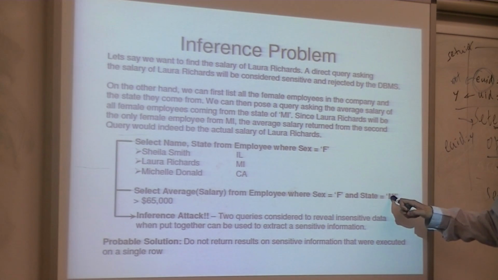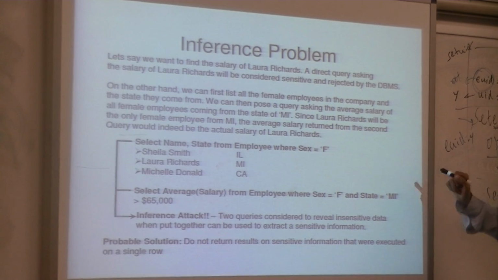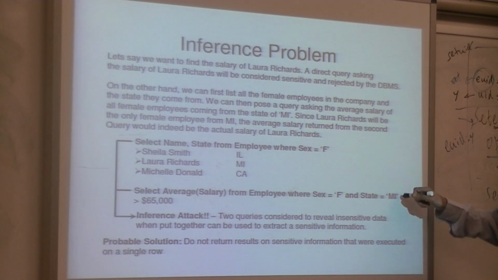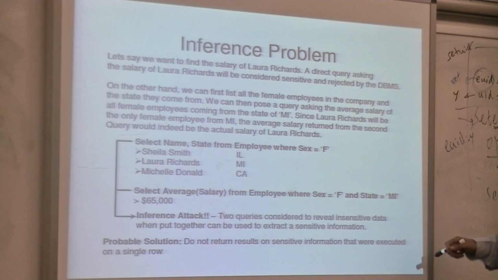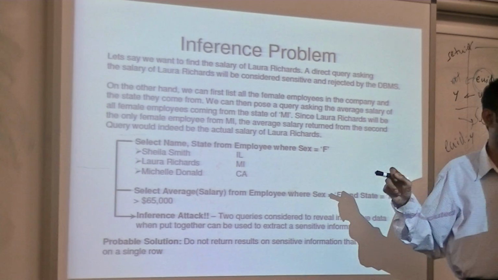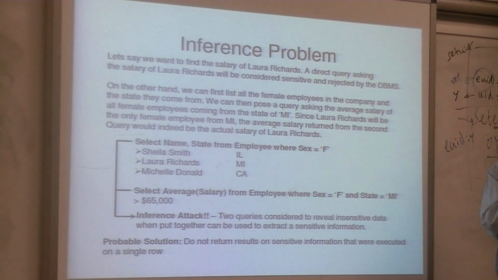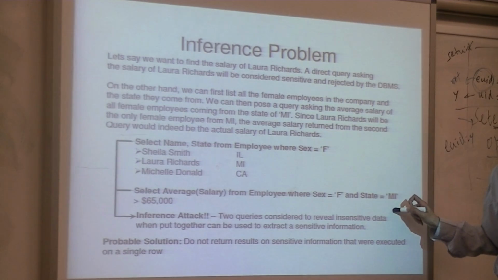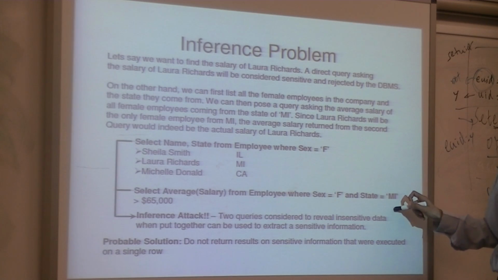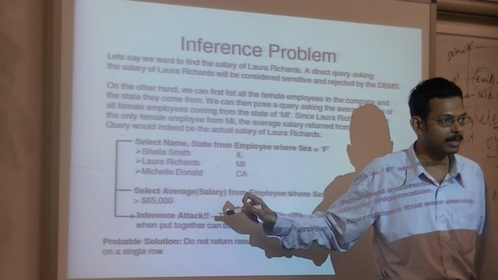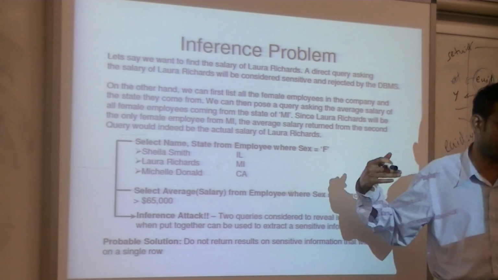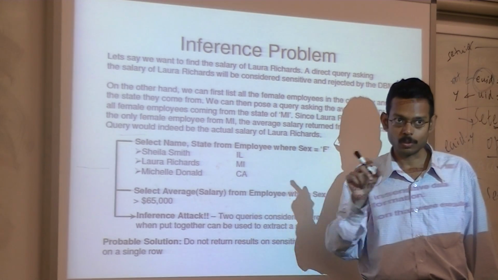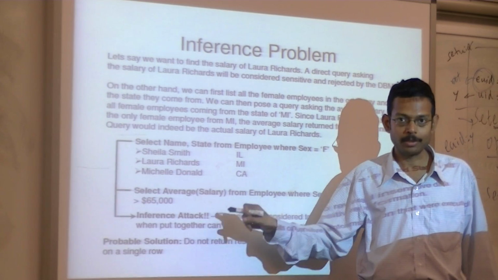Once you find out that she is the only employee from Michigan, use that information and say the sex is female and state is Michigan. Which means this query will process only one record, right? Because there's only one record corresponding to a female employee from the state of Michigan. So even though you are calling it average salary, it may look non-sensitive, right? Average information is not sensitive information. But since it's going to work on only one record, it's really returning you the salary of Laura Richards.